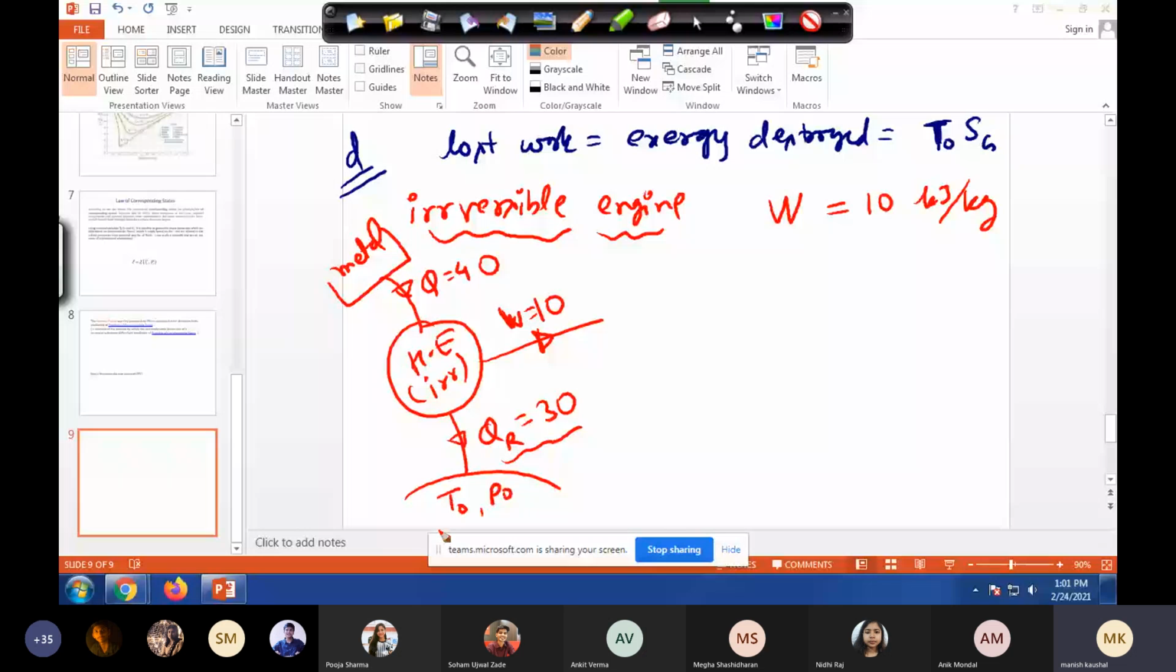So for lost work, you have to calculate S generation. And the moment you say S generation, you know that S generation is delta S metal plus delta S surrounding plus delta S heat engine, but the heat engine is again a cyclic device, so that will be 0. So the S_G will be only delta S metal plus delta S surrounding. Delta S metal is going to be same, it's not going to change, C ln T2 by T1. Now we have to think about delta S surrounding.